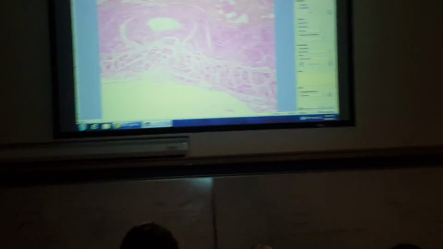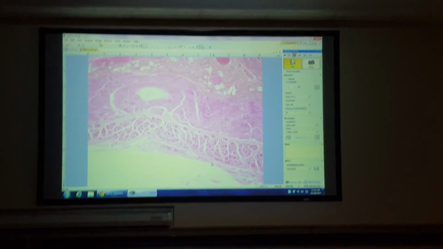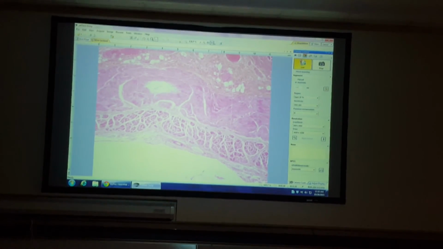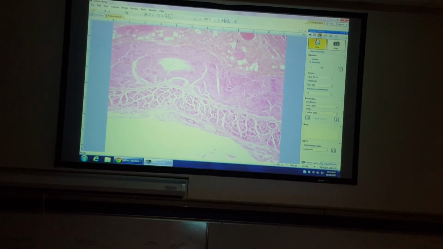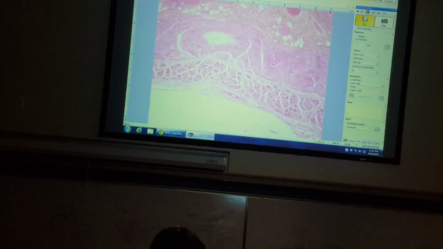And on the very outside, way out here, this would be your visceral peritoneum. So visceral peritoneum, muscularis externa, still muscularis externa, submucosa. Are you with me? Okay.